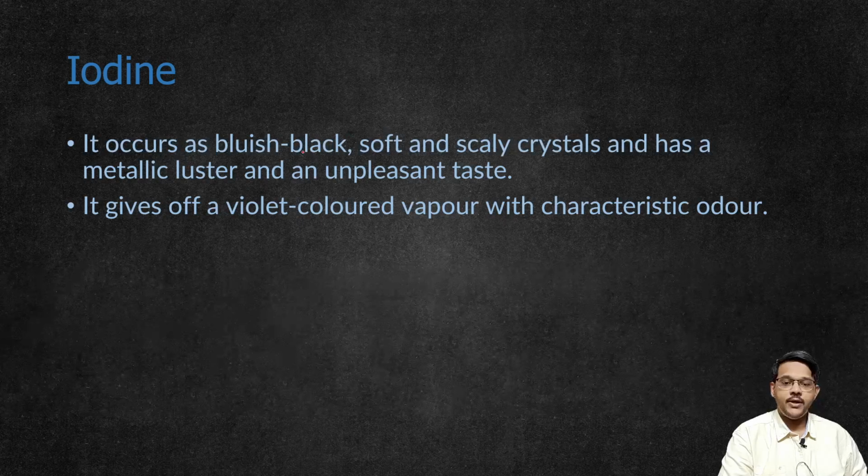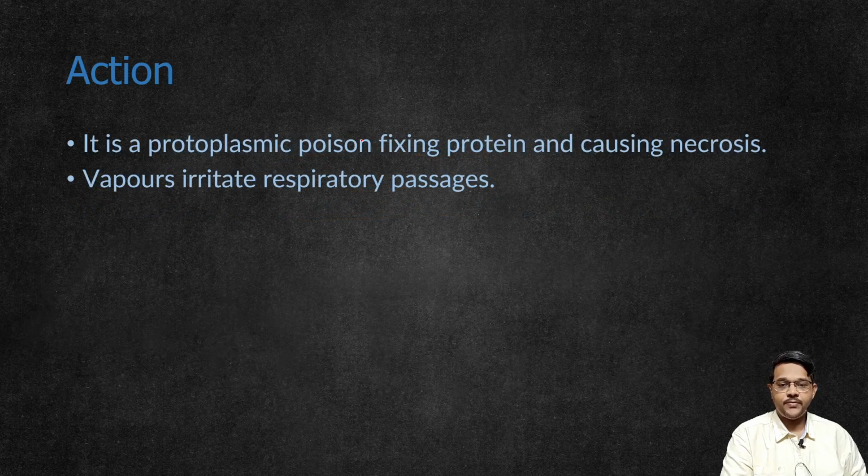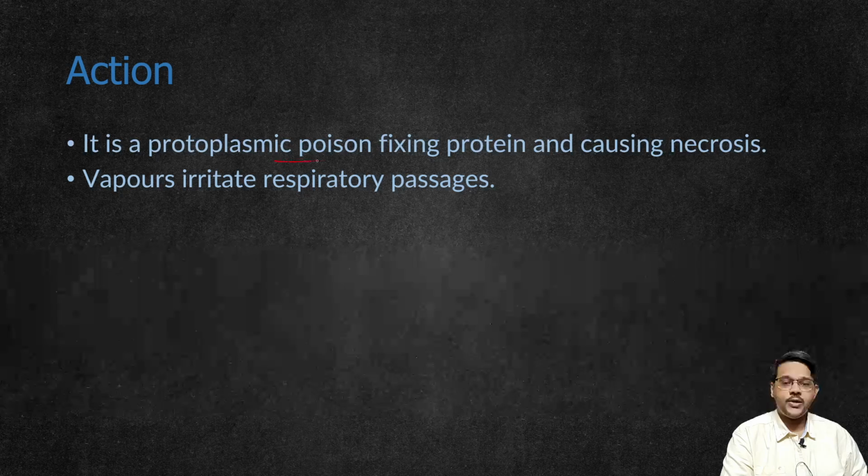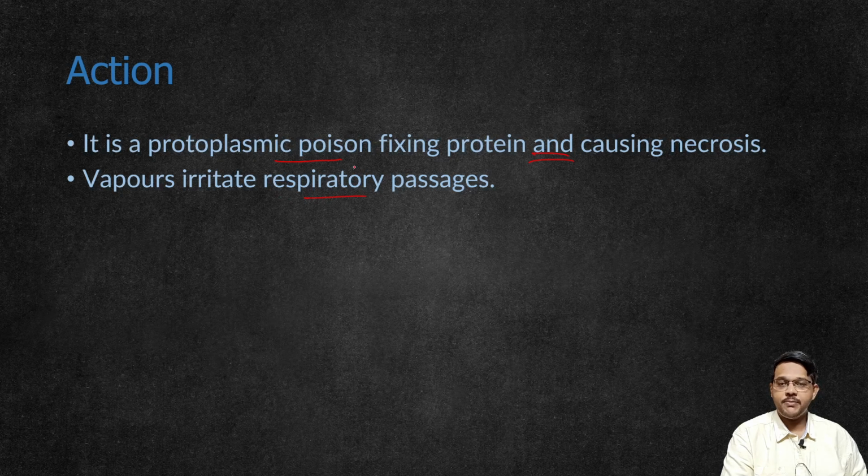Iodine occurs as bluish black, soft, scaly crystals with a metallic luster and an unpleasant taste. It gives off violet colored vapor with a characteristic odor. Action: it is a protoplasmic poison, fixing the proteins and causing necrosis of tissue. Even its vapors, if inhaled, tear the respiratory passages.